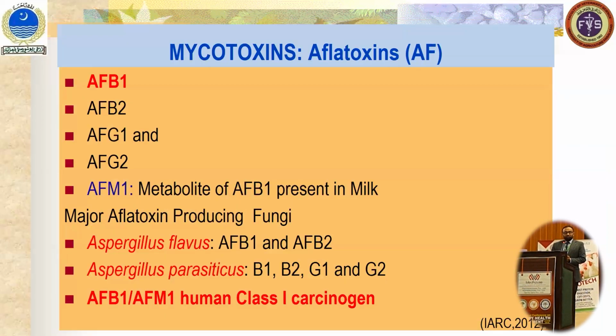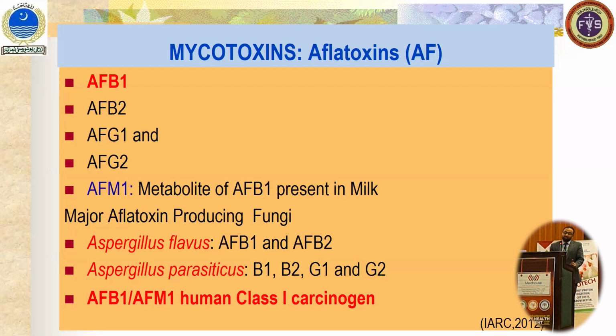Among these mycotoxins, aflatoxin is one of the most important and most toxic compounds. There are 4 types of aflatoxin: B1, B2, G1, and G2, named on the basis of their fluorescence under UV light. And aflatoxin M1, actually this is B1, but this is a metabolite, and it is named with reference to the milk as M1. The major fungi that produce aflatoxin include Aspergillus flavus, which produces B1 and B2, and Aspergillus parasiticus, which produces all 4: B1, B2, G1, and G2. And aflatoxin M1 is a class 1 human carcinogen according to the International Agency for Research on Cancer.